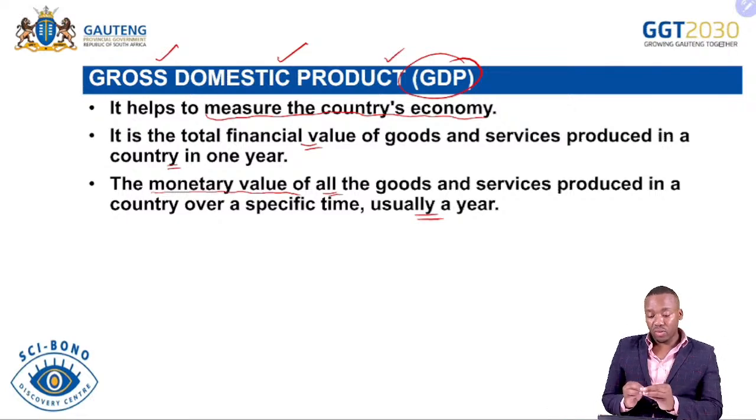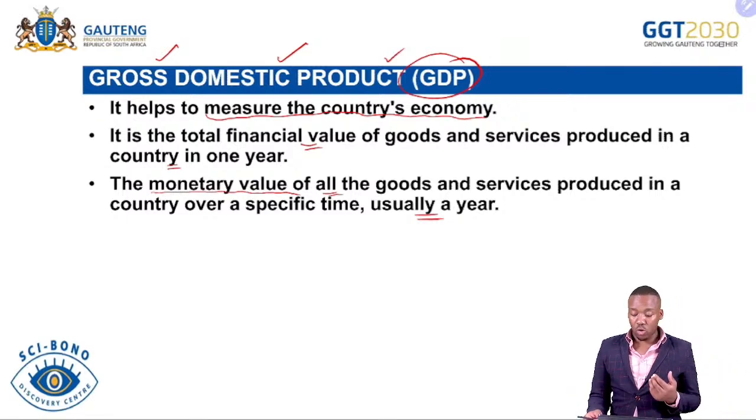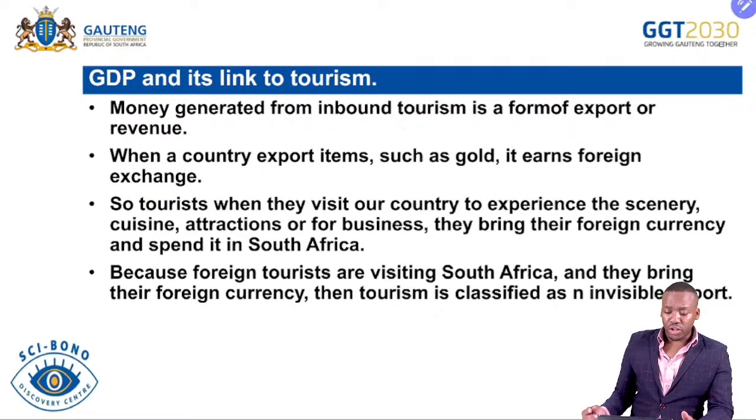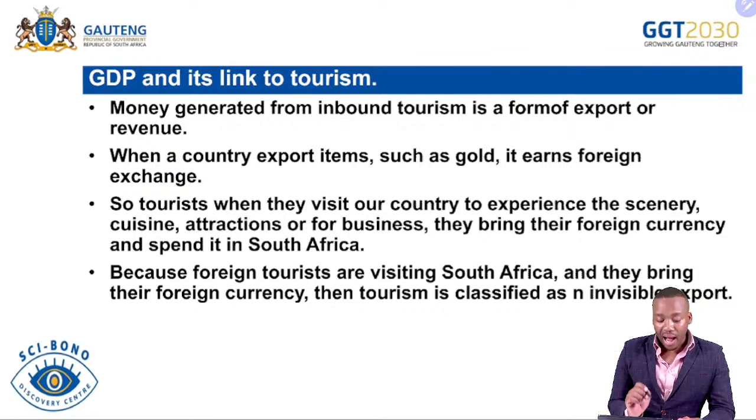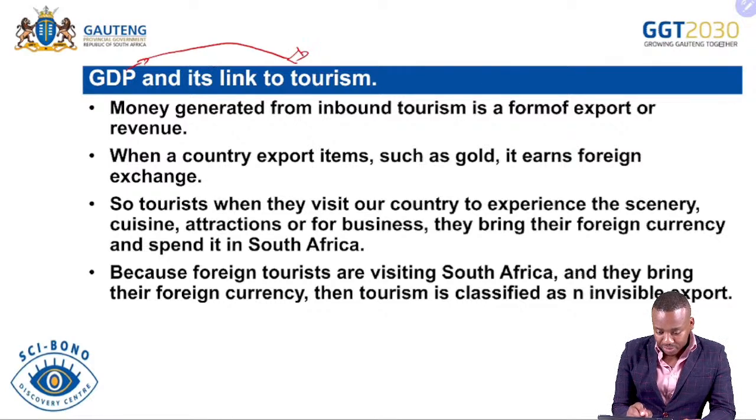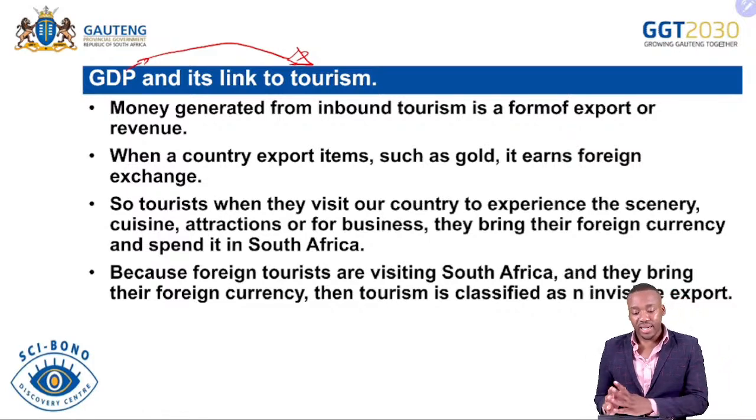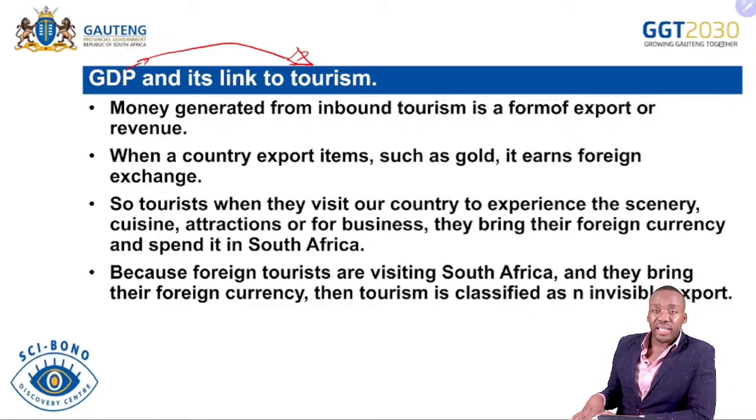And then what is the link of GDP? The GDP helps us to measure how the country's economy is doing. Now let's move to trying to explain what the link is. How does this GDP link to our subject of tourism? Remember, we said in grade 10 that tourism entails traveling from one place to the other. But in this context, we are talking about what? International tourism, right? So this is the link of GDP to tourism.